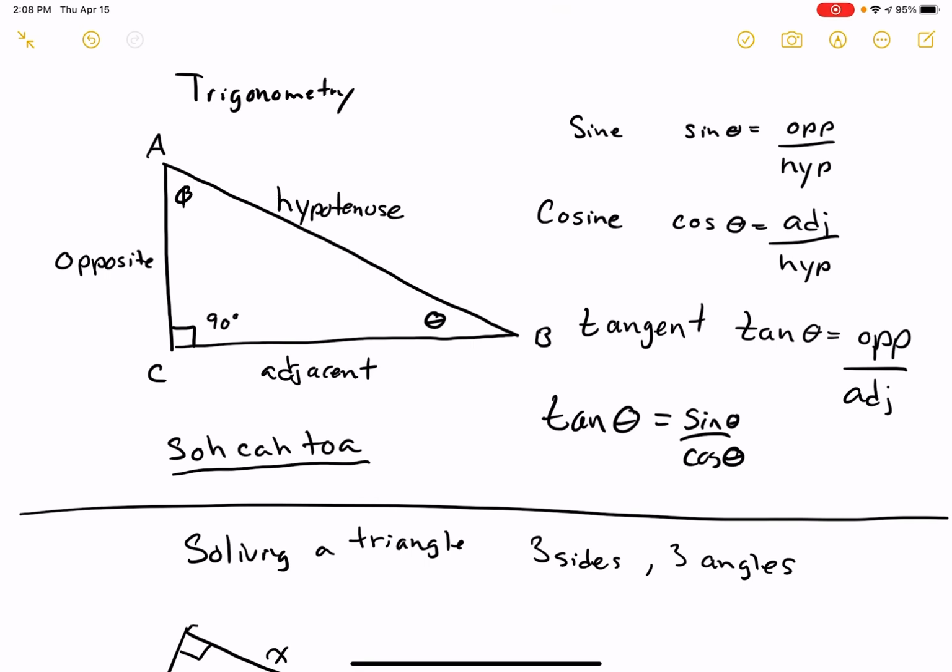Now there are three other trig functions as well: cosecant, secant, and cotangent. These are all just reciprocals of these three. I have a video for that, so I'm not going to rehash that here.